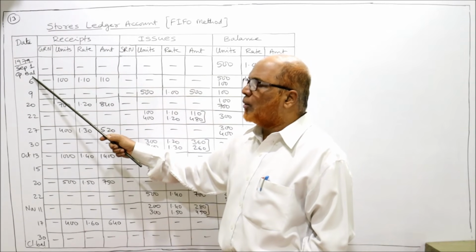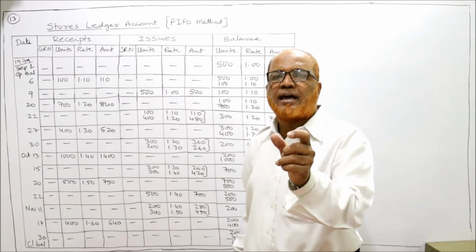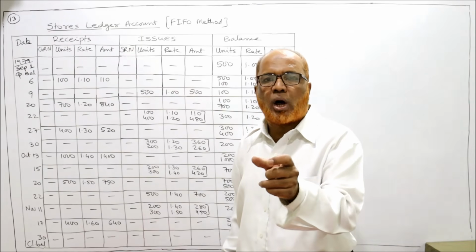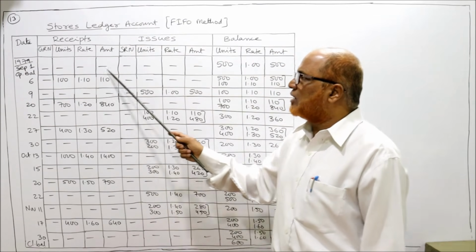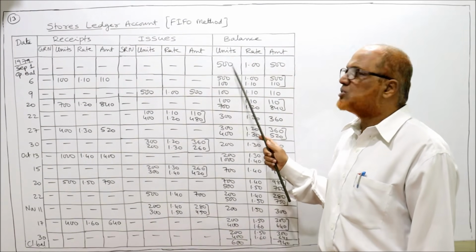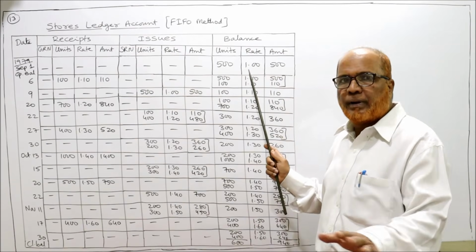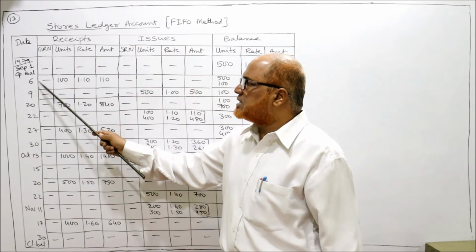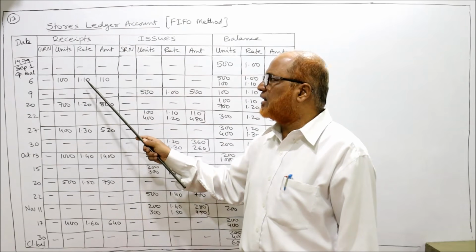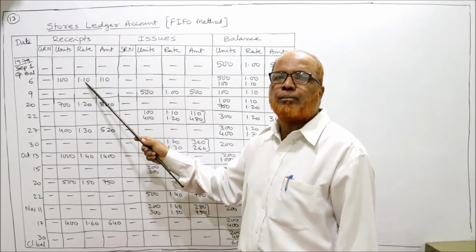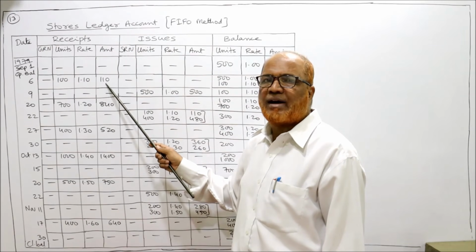1979 September 1st, opening balance. Opening balance will be taken only in the balance column. Nothing should be taken in receipts and issues, so put a dash in receipts and issues. 500 units, ₹1, 500 rupees. Opening balance over. Now 6th September there is purchase of 100 units at ₹1.10. So 110 rupees is the value.